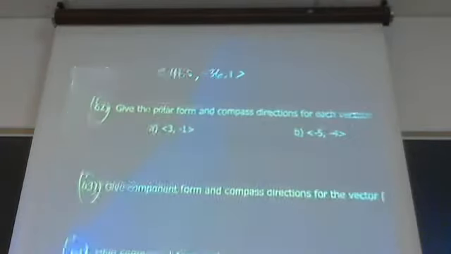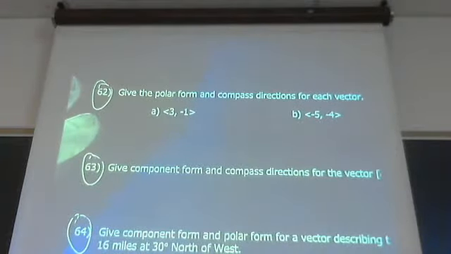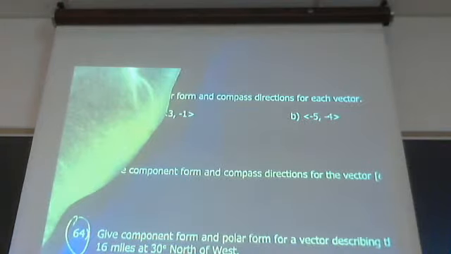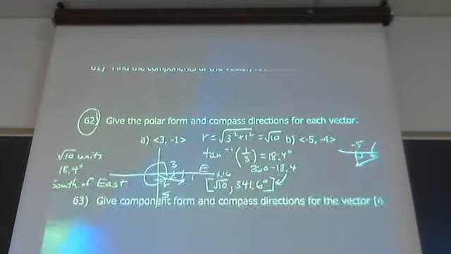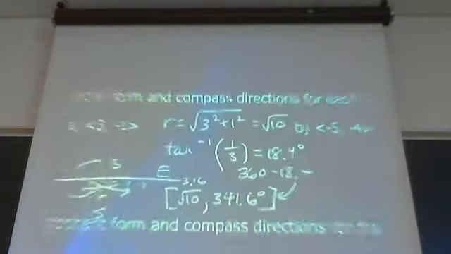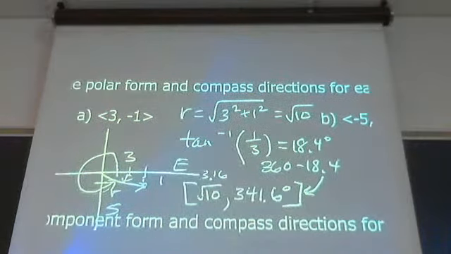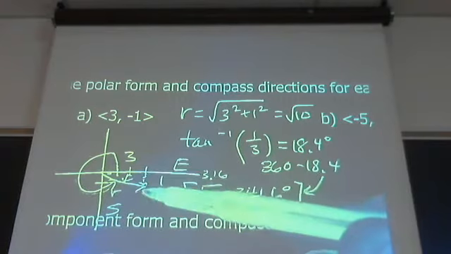62, give the polar form and the compass directions for each of these. I did record this in another video, so I'm going to skip over this one. I don't know if I can find it really quickly. Possibly from a previous video. Yes, this is a third quadrant, three to the right, one down.